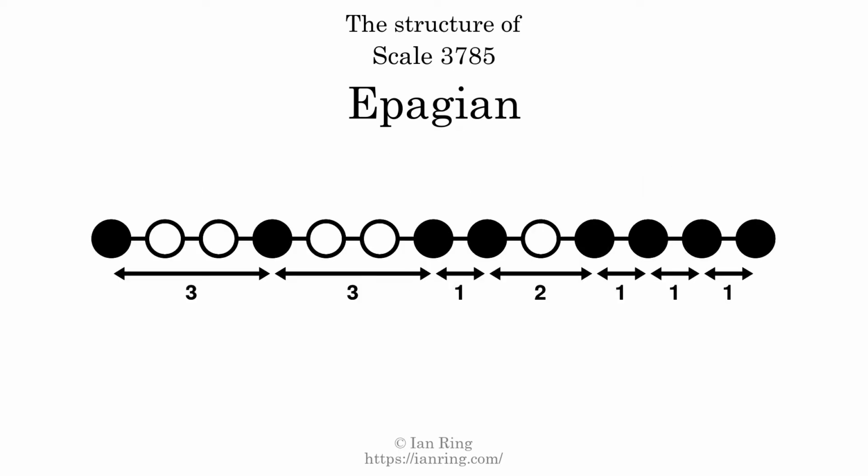The structure of a scale is a description of the interval distance between each successive tone. This scale has a structure of 3 3 1 2 1 1 1.